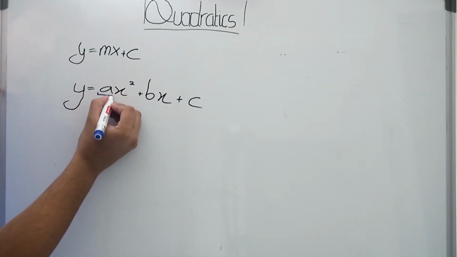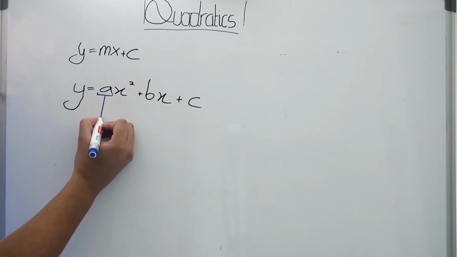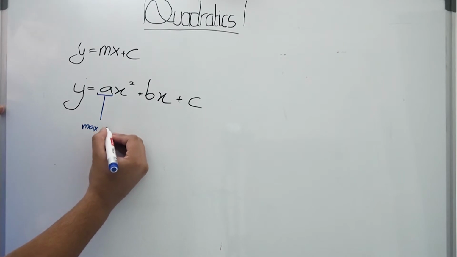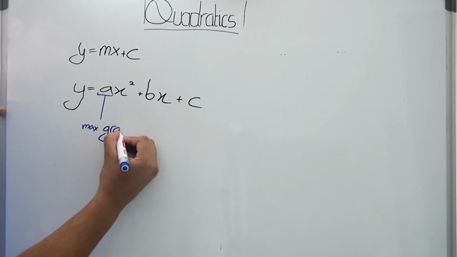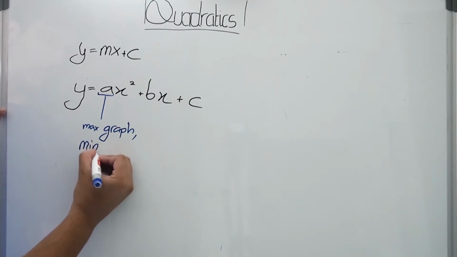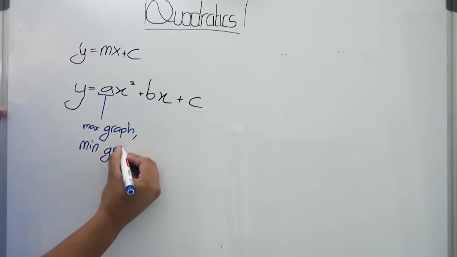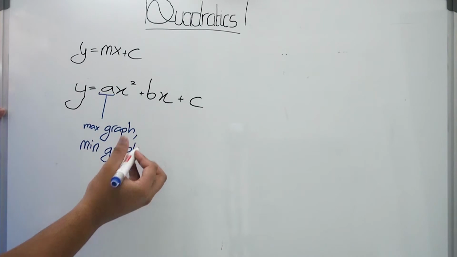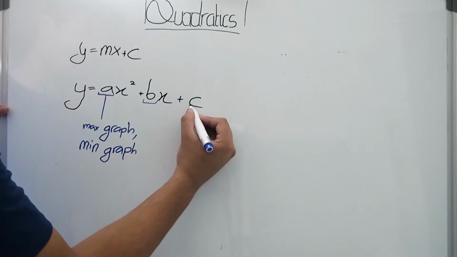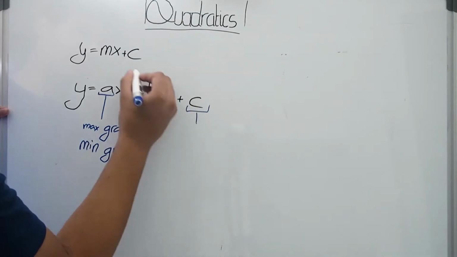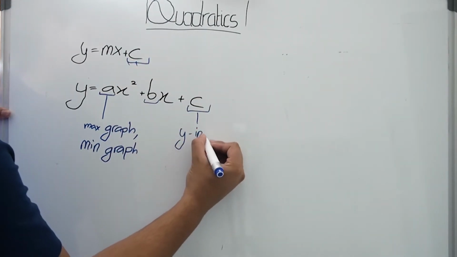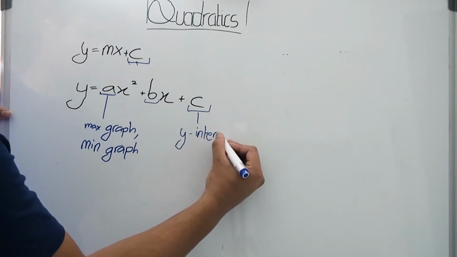In this case, this a defines whether it will be a maximum point graph, a max graph, or a minimum graph. I'll explain what those are in a moment. This b doesn't do anything at the moment. C is still the y-intercept. There is no change in that.